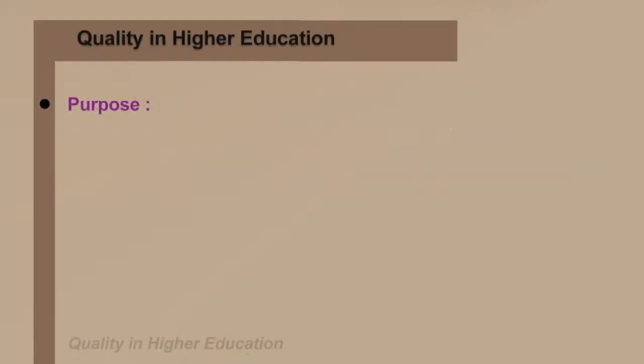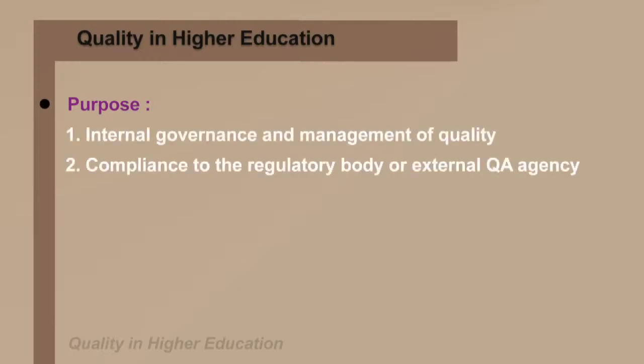So, the purpose for this internal quality assurance mechanism or the system is for the internal governance and management of quality, and for the compliance to regulatory body or external quality assurance agency.